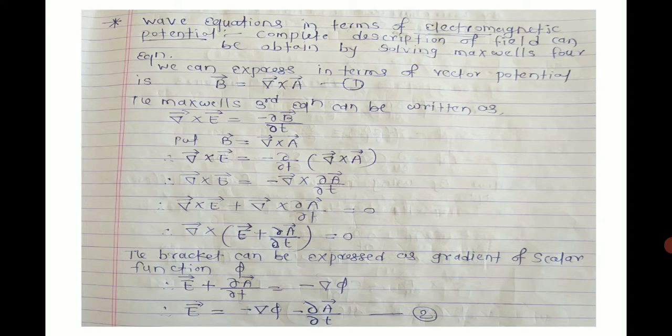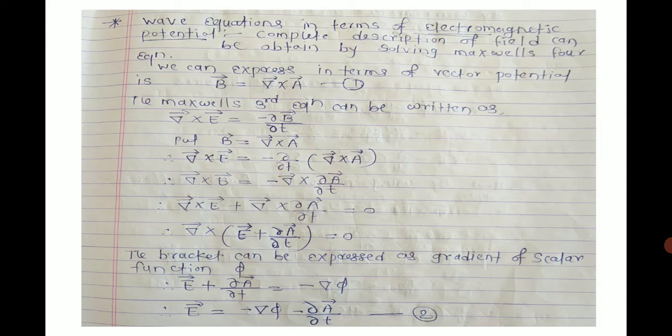Let's start the expression. The complete description of the field can be obtained by solving Maxwell's four equations. We can express the field in terms of the vector potential: B bar is equal to del cross A. We saw this in the previous video, where A bar is the magnetic vector potential. This is equation number 1.